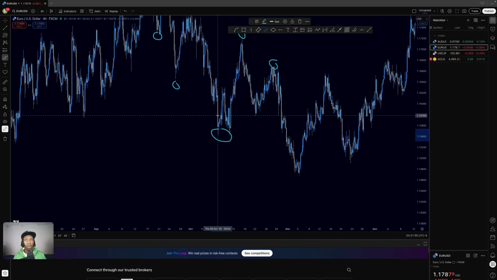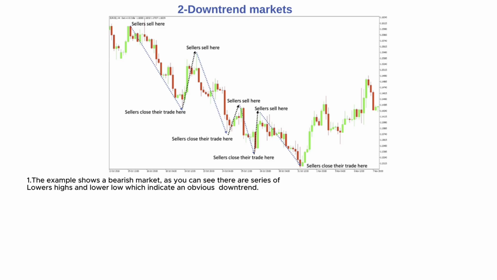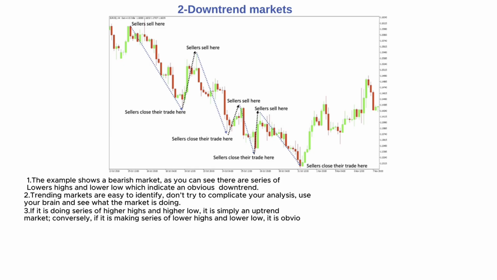How to find them on a chart? The example shows us a bearish market. As you can see, there are series of lower highs and lower lows, which indicate an obvious downtrend. Trending markets are easy to identify. Don't try to complicate your analysis. Use your brain and see what the market is doing. If it is doing a series of higher highs and higher lows, it is simply an uptrend market. Conversely, if it is making a series of lower highs and lower lows, it is obviously a downtrend.